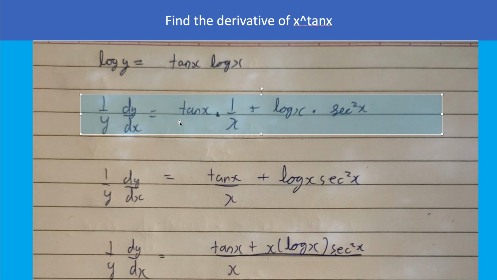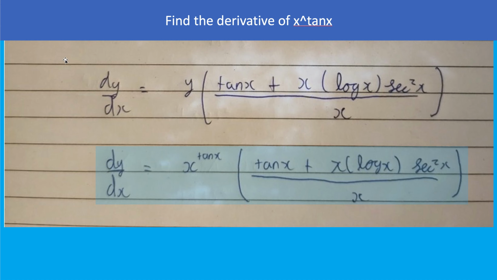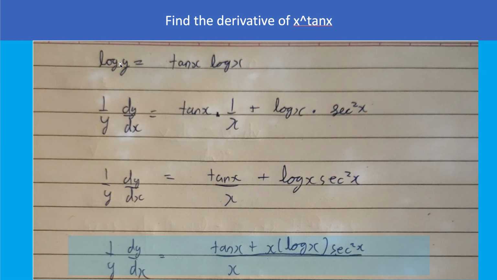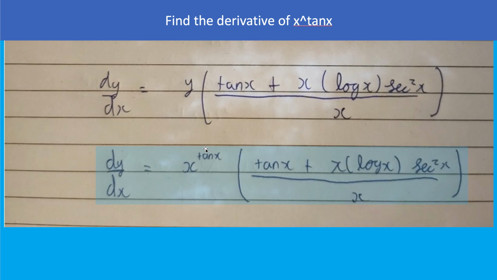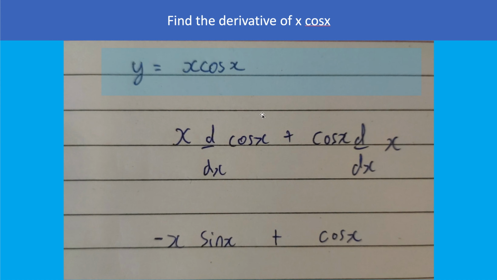So this becomes 1 upon y, and this is tan x into... And here once again you are applying the u into v rule, which is simply u into derivative of v plus v into derivative of u, where the first part of the equation is u and the second part of the equation is v. Upon further solving, you will reach where your equation will look like this, whereupon you will take this y and multiply it into the right hand side, and then you will simply substitute the value for y, which is that y equals x raised to tan x. So once you have substituted that, you have this, which is the value of the derivative.